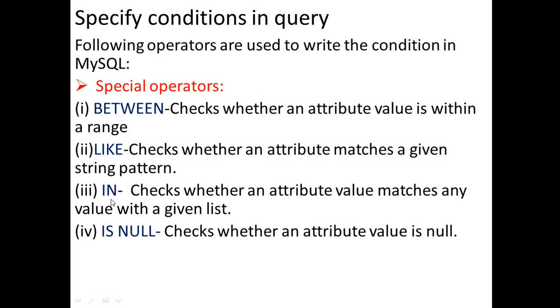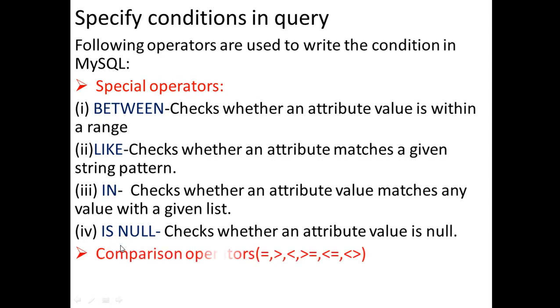The third one is the in operator, which checks whether an attribute value matches any value within a given list. Some list of values will be given in the query, and if that value matches in the column, then we will be using the in operator. And is null checks whether an attribute value is null or not. Suppose any attribute or column has a null value, and you want to see those very rows, then we will use the is null operator. So these operators come under the category of special operators.